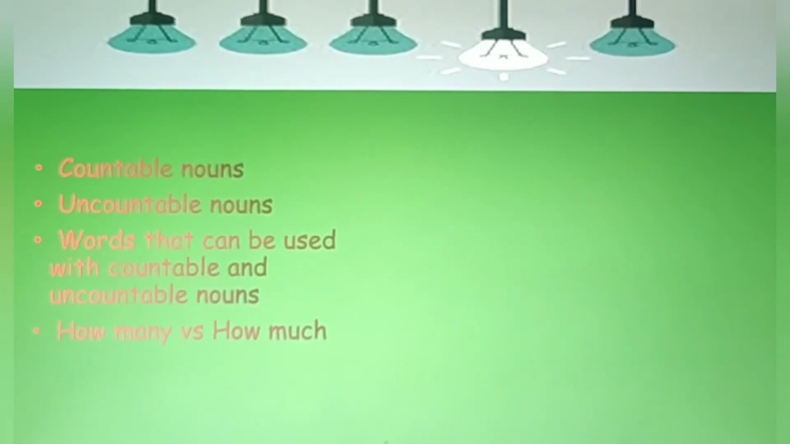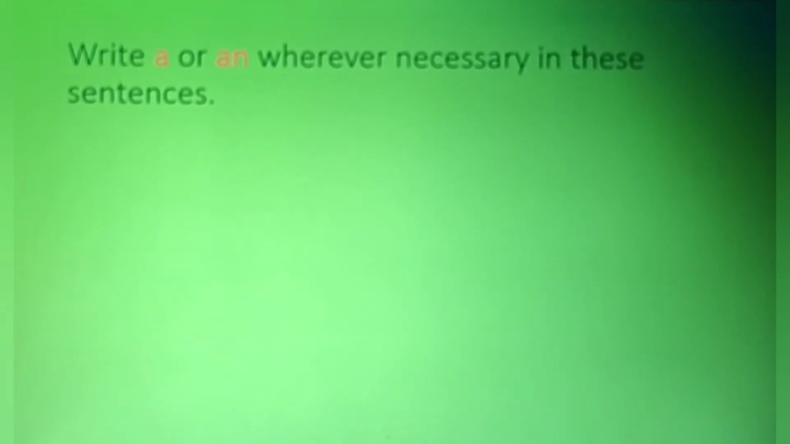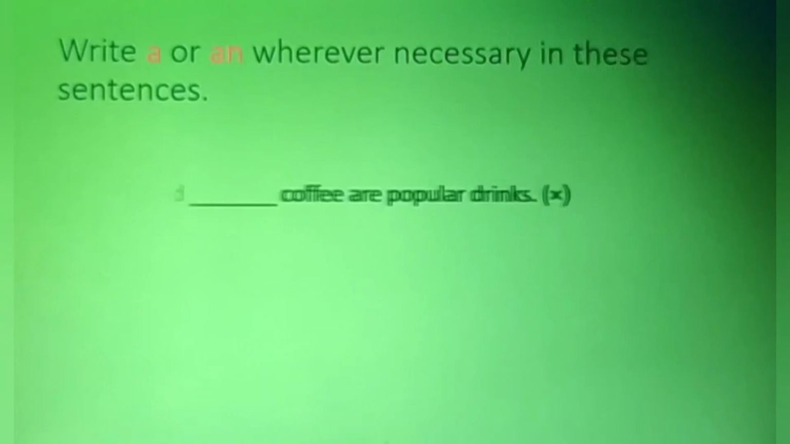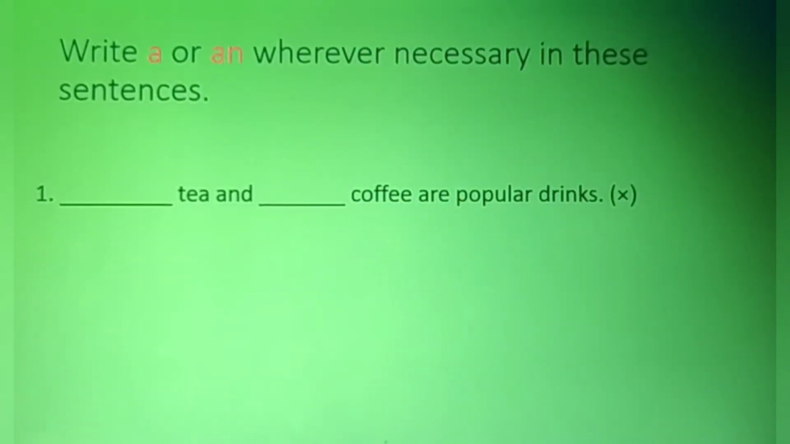Let's look at some questions. Write a or an wherever necessary in these sentences. So you have to look at the sentence and say whether they need a or an, and there are some sentences where we don't need to write a or an. So we can put a cross there. Tea and coffee are popular drinks. So do you think we need a or an with it? No, because tea and coffee are uncountable. So we can just write tea and coffee are popular drinks.